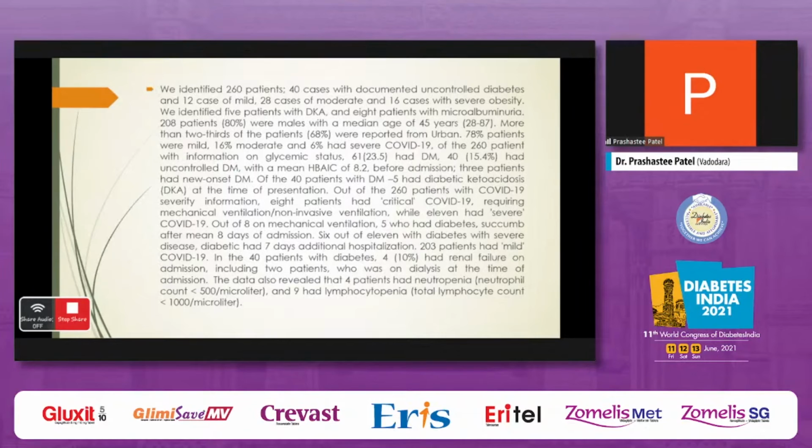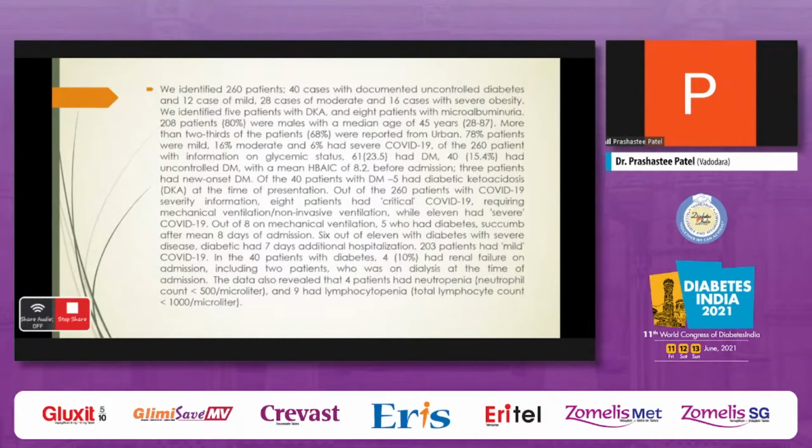Of the 260 patients with information on glycemic control, 61 of them had diabetes mellitus, and of those, 40 had uncontrolled diabetes mellitus with a mean HbA1c of 8.2. Before admission, 3 patients had new onset diabetes mellitus. Of the 40 patients with diabetes mellitus, 5 had diabetic ketoacidosis at the time of presentation.